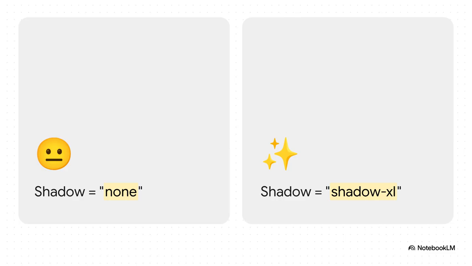Let's see this in action, because this is where it gets cool. On the left, no shadow, totally flat. On the right, we just set the shadow property to Shadow XL. And just like that, with one tiny change, we get this beautiful depth, this elevation that makes the list practically jump off the screen. It's a huge difference.